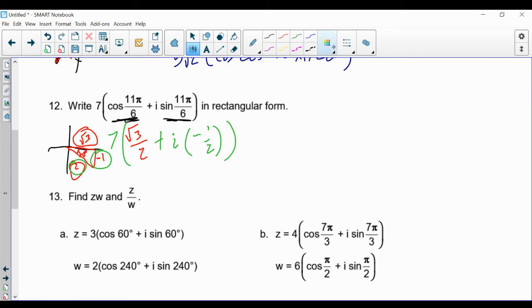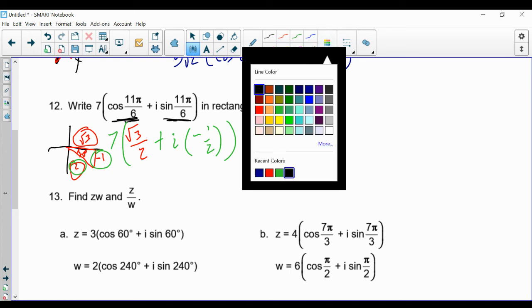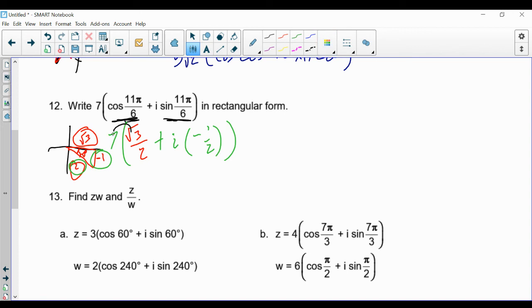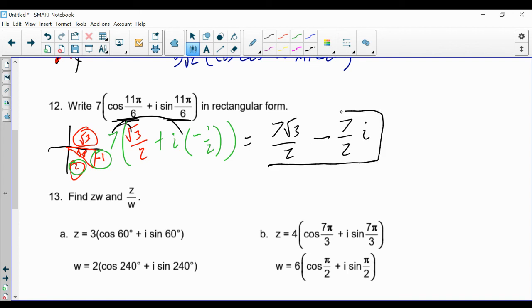And our last step here to have our final answer is to go ahead and multiply out that 7. So we'll get 7√3/2 plus, actually, it's negative, so let's just make that minus, and it's going to be 7/2 i. Again, technically the i could go up in the numerator. It's fine. But this is our final answer, and that's in rectangular form.